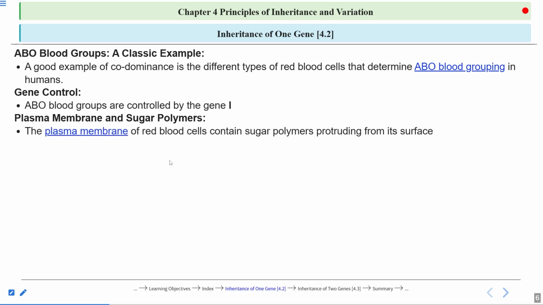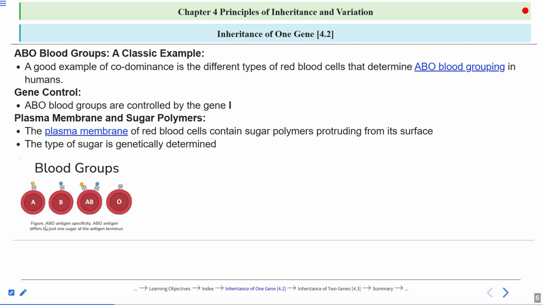The plasma membrane of the red blood cells contains sugar polymers protruding from its surface. So this sugar polymer is different. Now, the type of sugar is genetically determined. The type of sugar which is produced is genetically determined, meaning it is controlled by the genes.